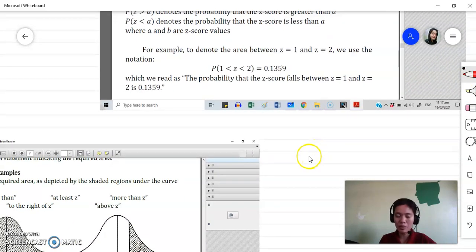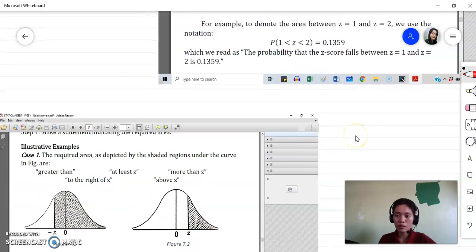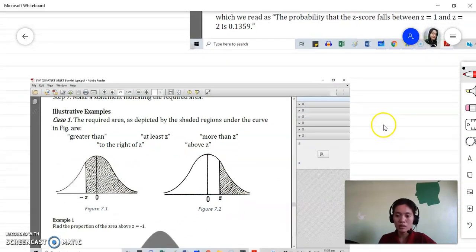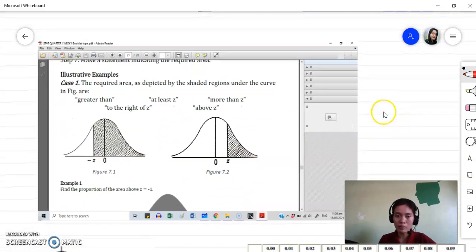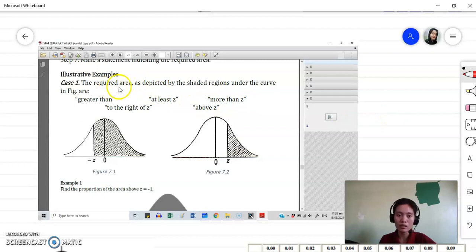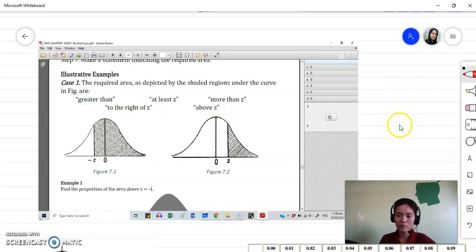Let us have an example. By the way, there are 5 cases that we're going to discuss. In this video, we're going to discuss case number 1. In case number 1, the required area as depicted by the shaded region under the figure is greater than, at least, more than, to the right, or above z. By the way, these are the keywords. In simple explanation, case number 1 is about the area greater than z.